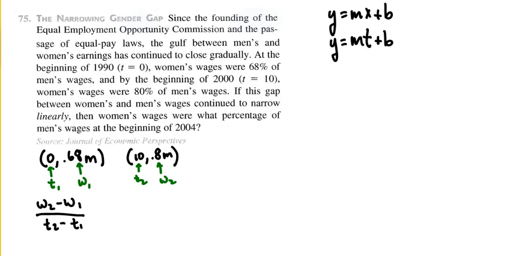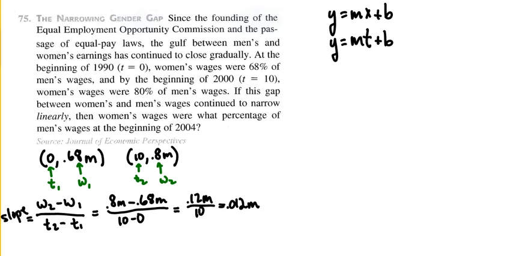w2 minus w1 over t2 minus t1. Alright, so we'll plug in those values. So our w2 is 0.8 m minus w1, which is 0.68 m. And then that's divided by 10 minus 0. So 0.8 m minus 0.68 m is 0.12 m, and that's going to be divided by 10. When I divide 0.12 by 10 on my calculator, I'm going to get 0.012. And that is the slope of my line there.